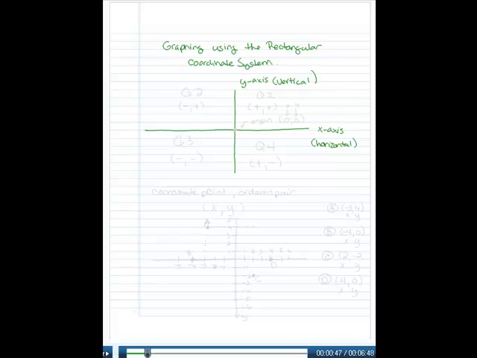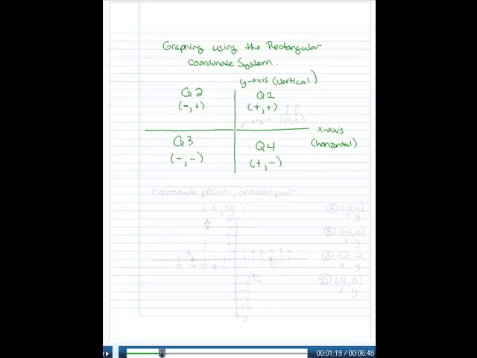Every plane has 4 quadrants. You have your first quadrant, which any point that falls in this area is going to have a positive x and a positive y. And we'll talk about that in a minute. You have quadrant 2, where x is going to be a negative number and y is going to be a positive. You have quadrant 3, where x and y are both negative numbers. And then you have quadrant 4, where x is positive and y is negative. Now, what do I mean by that?